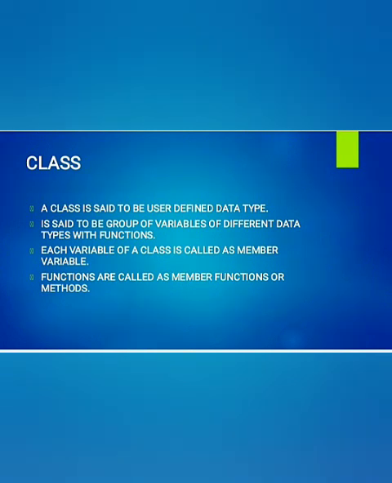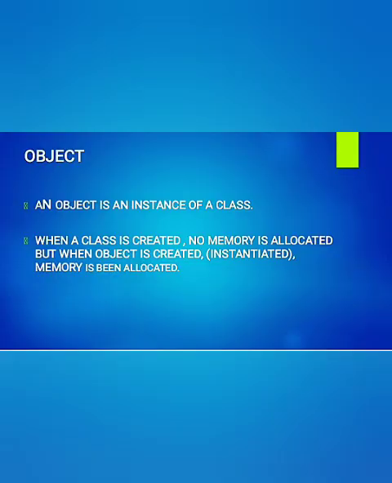For example, if I have given a class name as football, or a student, that is the class name of a class, that means students. An object is said to be an instance of a class. When a class is created, no memory is allocated, but when an object is created, that means memory is being allocated, right? So let's see with an example.